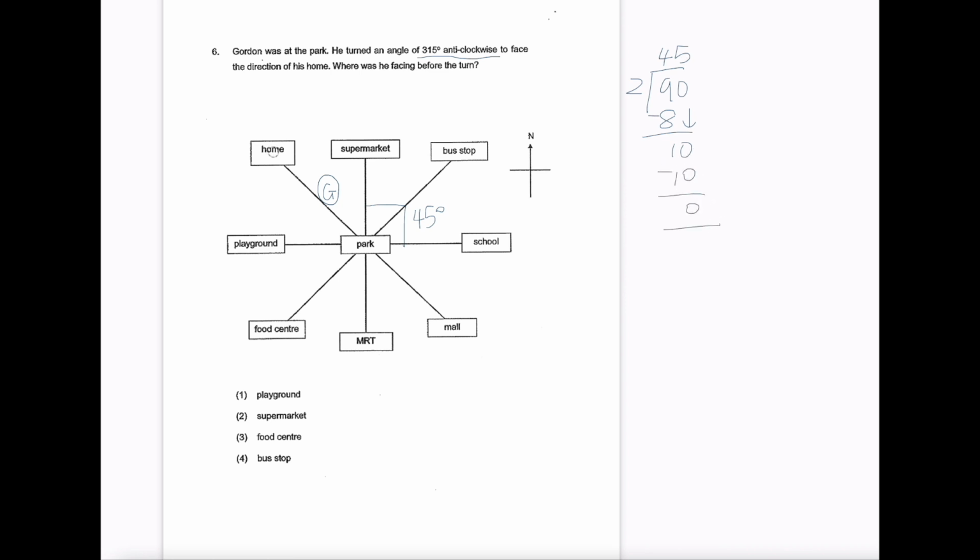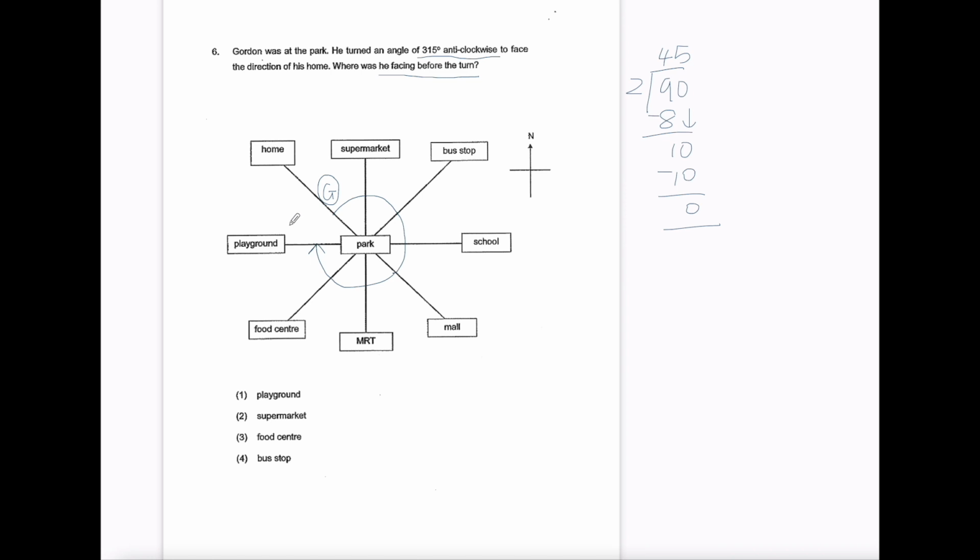So I'm going to erase it because I need this space. Each angle is 45, it's over here, okay? If I want to find out where he was facing before he turned, I need to do the opposite. If this is anti-clockwise, I'm going to move clockwise right now by 315 degrees. So 45, 90, so this is a right angle, so 90 degrees. Then we move 180 degrees, and then 270 degrees, and then 315 degrees.